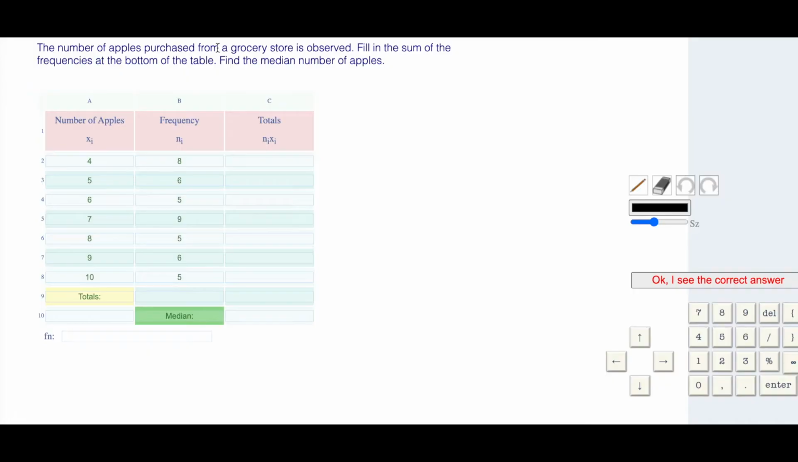The number of apples purchased from a grocery store is observed. Fill in the sum of the frequencies at the bottom of the table. Find the median number of apples. The sum of the frequencies is equal to the sum of the frequencies, like that. There are 44 purchases made. 44 people come in and buy apples. We're looking for the middle of 44.